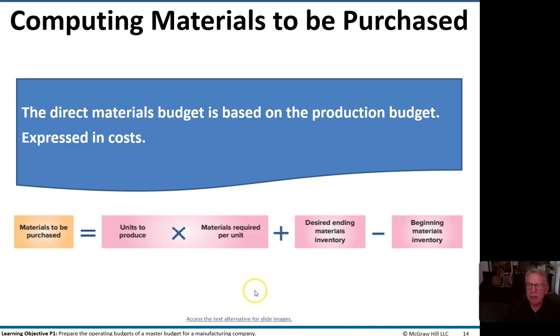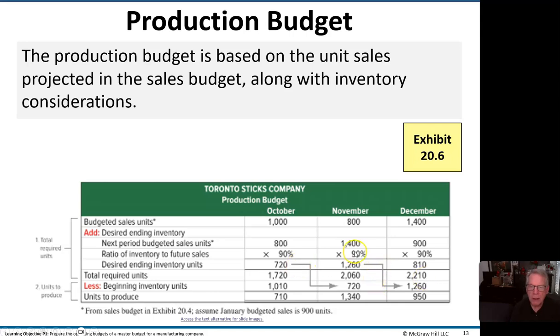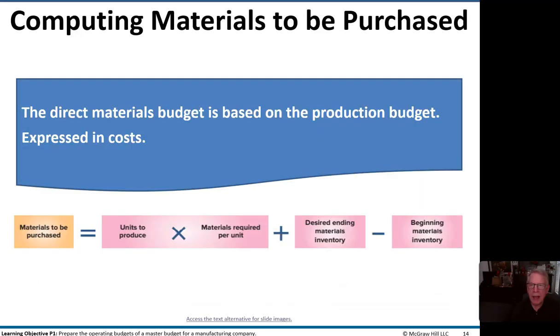When we left off, we were looking at this production budget and how it was calculated. Now that we know how much we're going to make, we need to break that down into its pieces. And the first piece is computing the materials to be purchased.